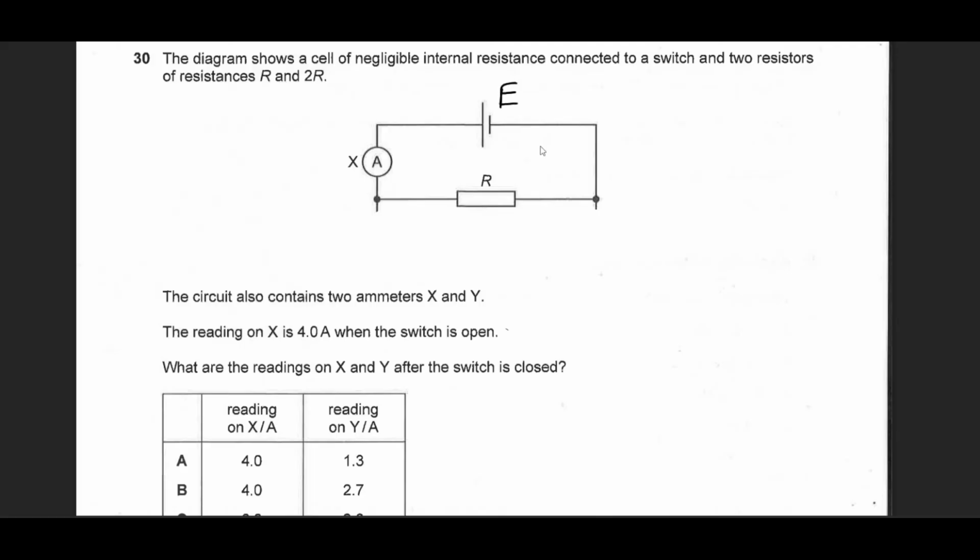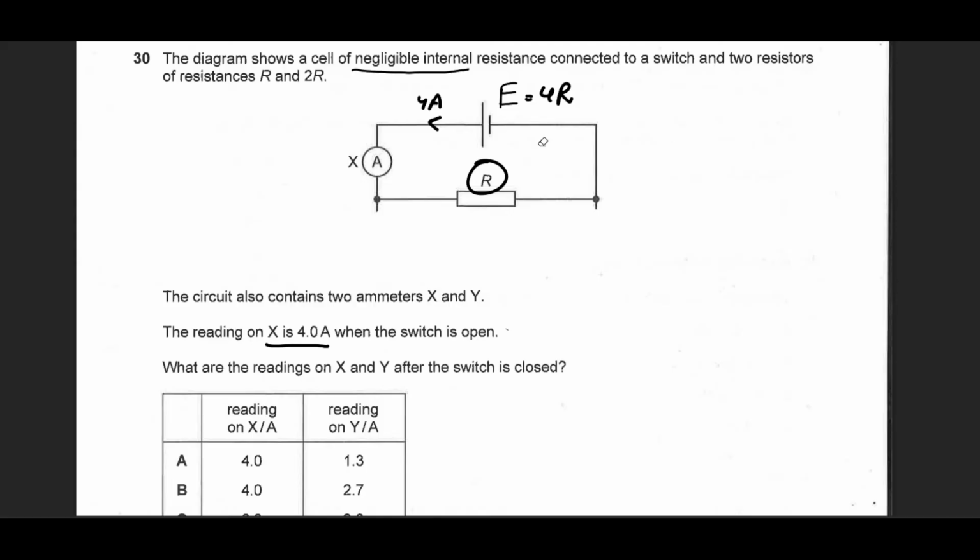So we need to find out the EMF of the battery. Now, if there is negligible internal resistance, the question becomes even simpler. If the current in X in this situation is 4 amperes, then according to V equals IR, V is E, which I want to find out. Current is 4 amperes multiplied by the resistance, which is R. This becomes 4R. So EMF is actually 4R. It could be anything, but I don't know that right now. Okay, so let's erase this.